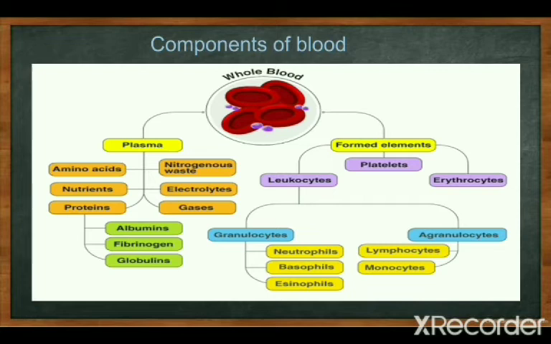Now come to the blood platelets, also called thrombocytes. Blood platelets only help in blood clotting. They are spindle shaped. Their count is about 2 to 3 lakh per cubic millimeter. Mammals contain non-nucleated blood platelets.